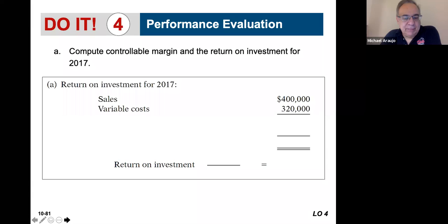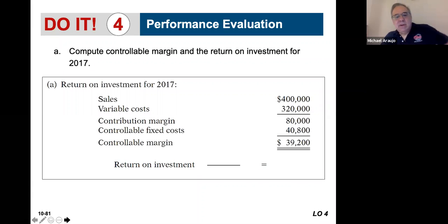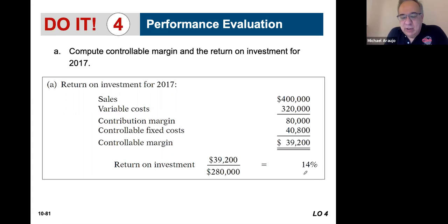First up, and this is on page 434, by the way, we're using our original data that's presented in the problem. Sales were 400,000. We subtract the variable costs of 320,000. That gives a contribution margin of 80,000, which is basically a 20% contribution margin. We're subtracting out controllable fixed costs of 40,800, leaving a controllable margin of $39,200. When you put that over the average operating assets of 280, we're looking at a 14% return on investment just to start the year with.